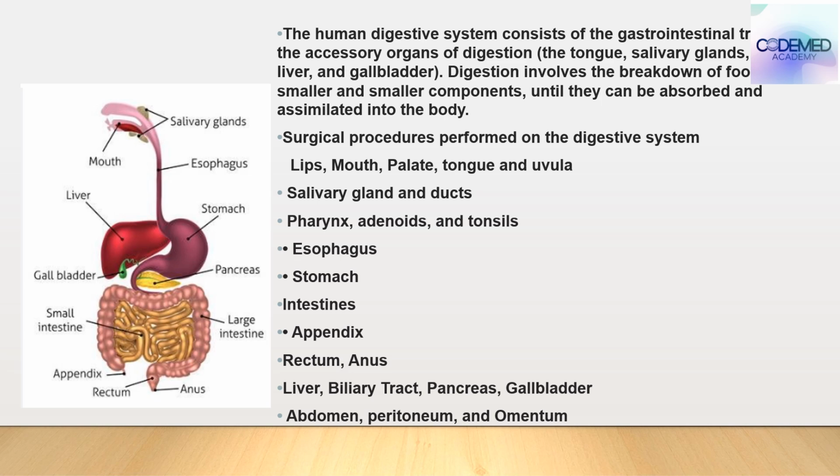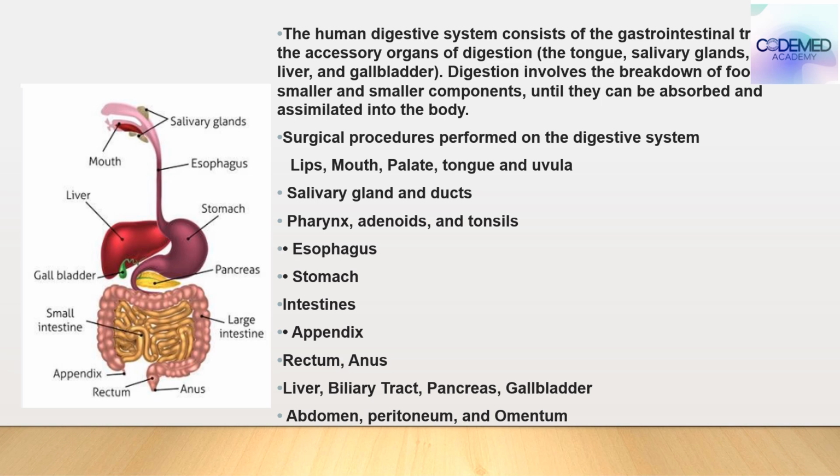It consists of the gastrointestinal tract and the accessory organs of digestion like the tongue, salivary gland, then the liver and the gallbladder. Digestion involves the breakdown of the food into smaller and smaller components until they can be absorbed and assimilated into the body.